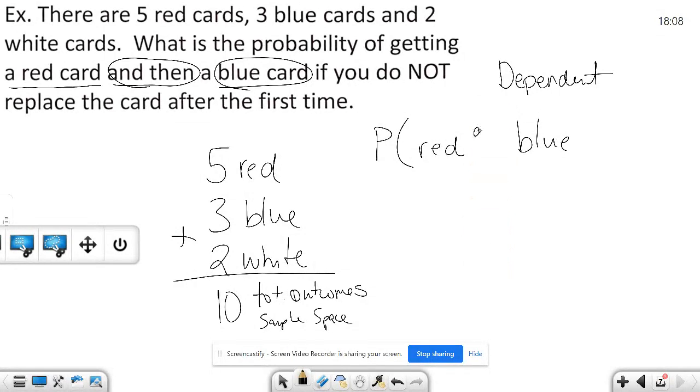So the probability of me pulling a red and then a blue card, we've got to finish reading the question. If you do not put the card back after the first time. So it's dependent on whatever happens the first time. So there are 5 red cards out of 10. Let's assume that I did pick a card out of there. The word and then still means to multiply, but now if I didn't put it back in, my total outcome has changed. There are now 9 cards in there. So the blue cards were 3, so there were 9 cards left in there.